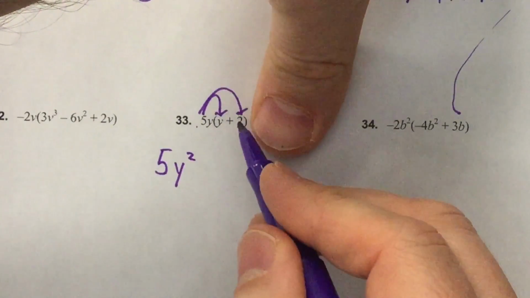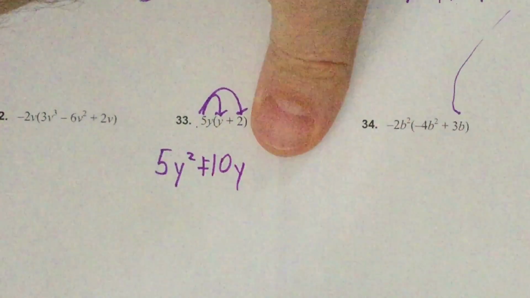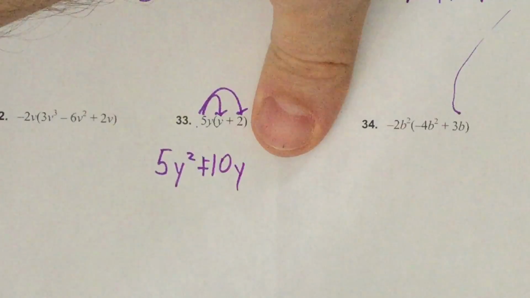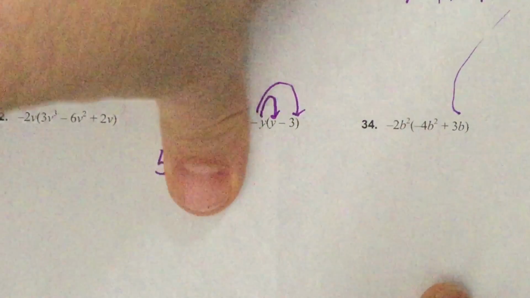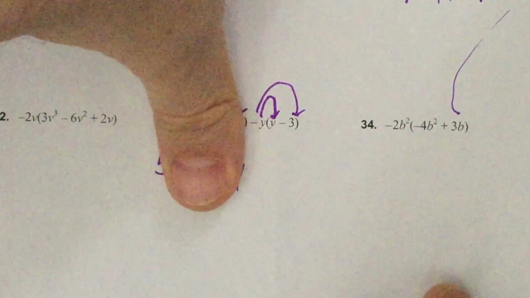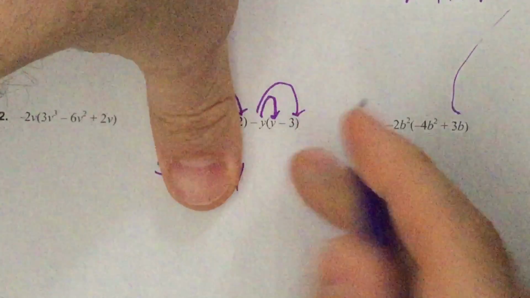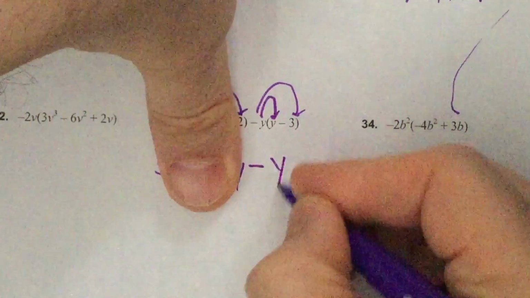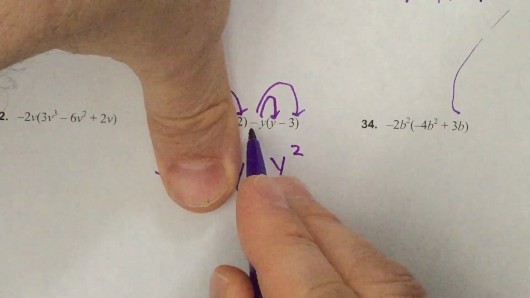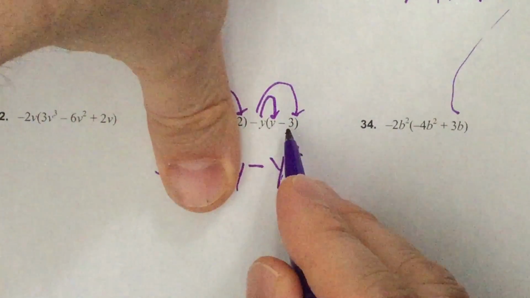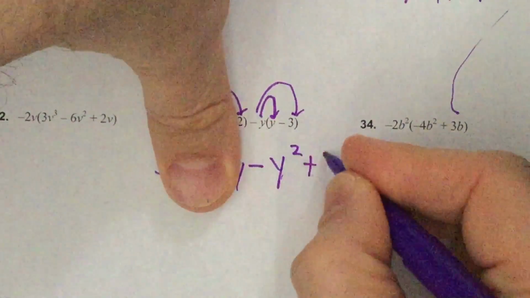Now 5y times 2 gives me 10y. Okay, so that's the first part. Now I'm going to ignore what I just did. I'm not going to pay any attention to it because I'm going to do the next distribution. Negative y times y gives me negative y squared. Now negative y times that minus 3, or negative 3, becomes a positive 3y.